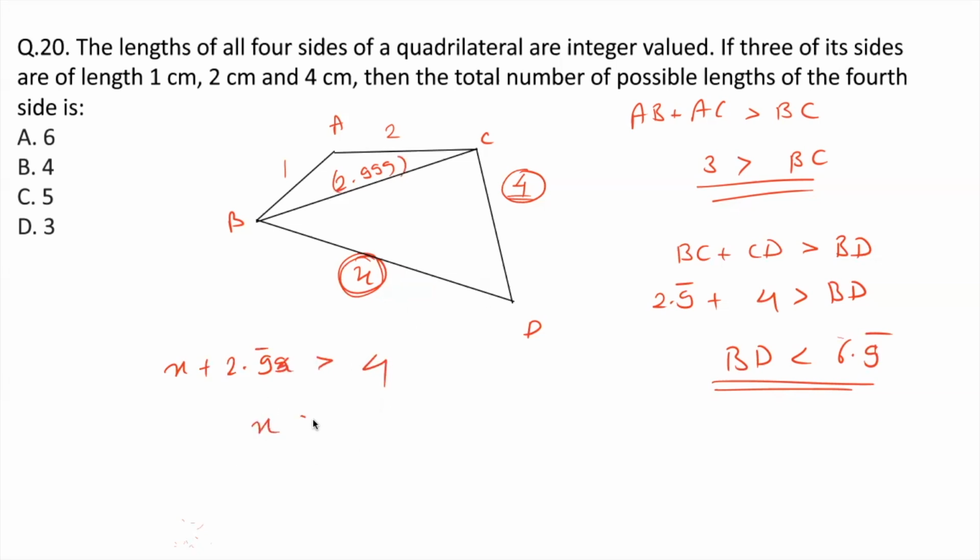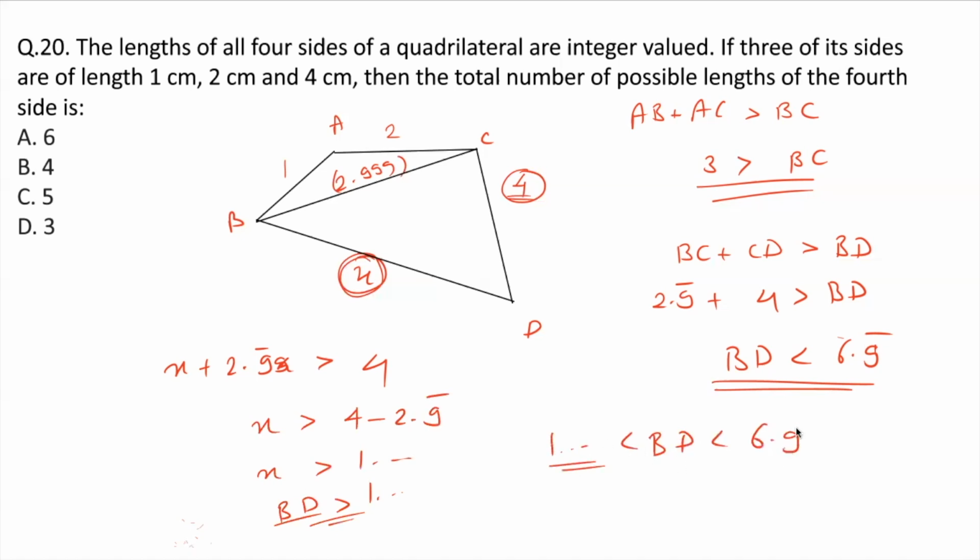So X will be basically greater than 4 minus 2.9 recurring, right? Or basically X is greater than 1 point something, right? So in this case, guys, X or the fourth side BD is greater than 1 point something. Now, BD is the fourth side of the quadrilateral. It is greater than 1 point something and it is less than 6.9 recurring. So the least value BD can take is 2, integral value, then 3, then 4, then 5, and then 6. So there are 5 possible values that BD can take.